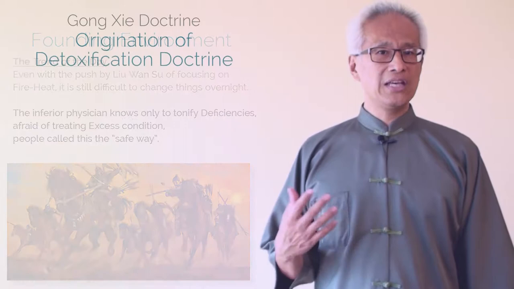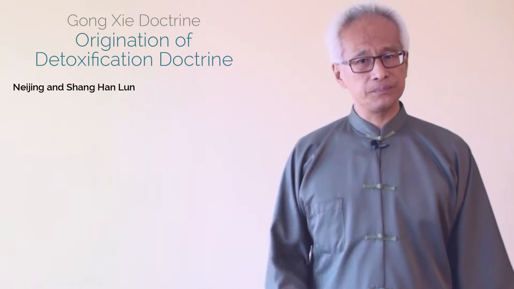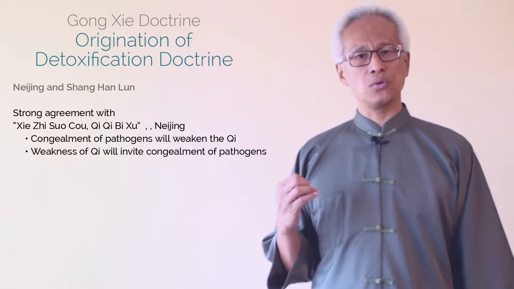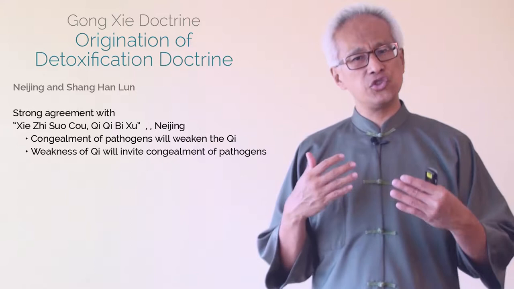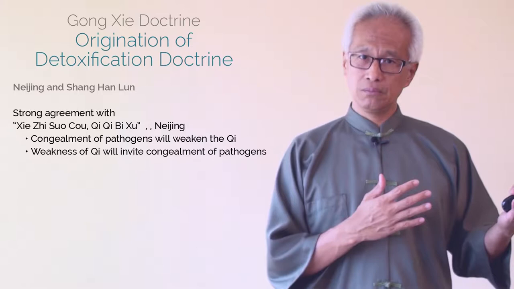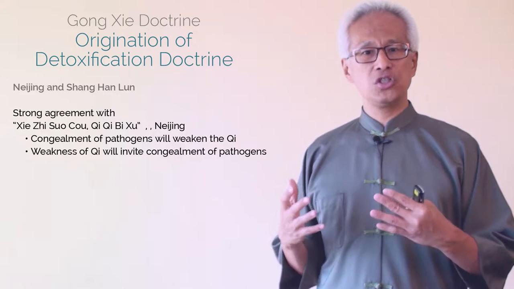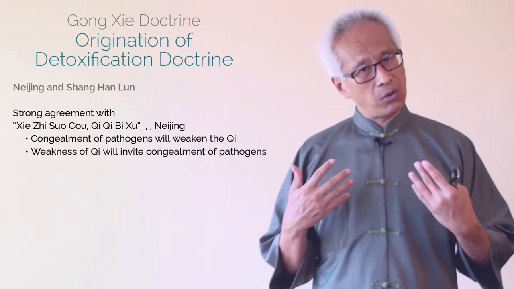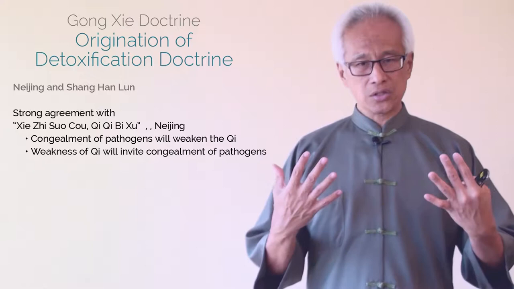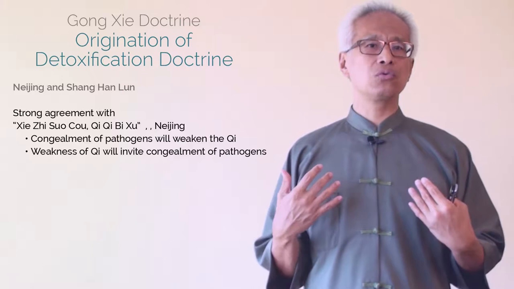So the origination of this detoxification doctrine really comes from the Neijing and Shanghan Lun. And it has a strong agreement with this phrase in the Neijing, 邪之所凑,其气必虚. It basically means, if you have congealment of pathogens for a while, it will eventually weaken the qi, regardless of how strong that person's qi is. And the weakness of this qi will invite congealment of pathogens. So that means if you're vulnerable, if your Wei Qi is weakened, that creates a hole in your immunity, and it actually becomes attractive to pathogens to attack you. You become a good, easy target.